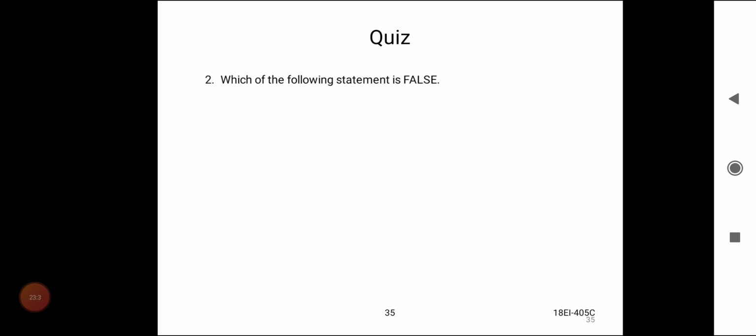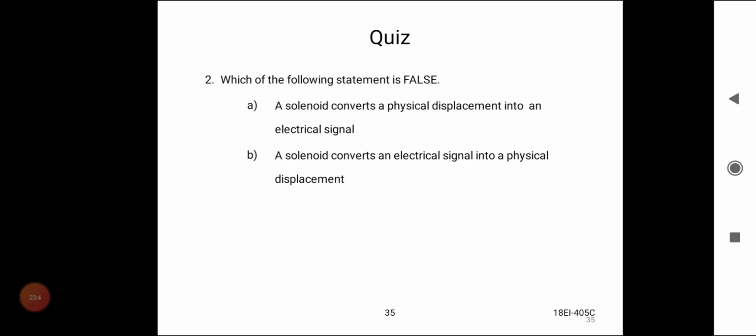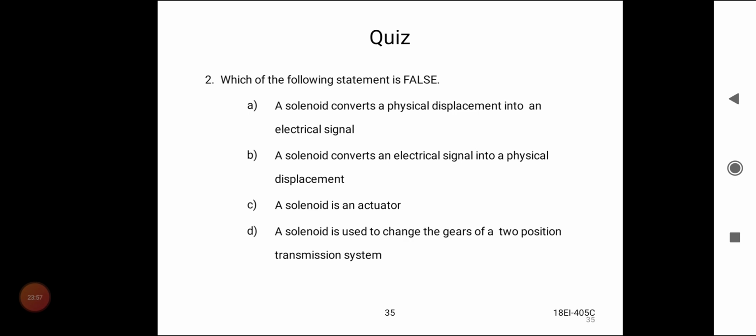Second question: which of the following statements is false? A, a solenoid converts physical displacement into electrical signal. B, a solenoid converts electrical signal into physical displacement. C, a solenoid is an actuator. D, a solenoid is used to change the gears of the two-position transmission system. So our answer is A. It is a false statement: a solenoid converts physical displacement into electrical signal.